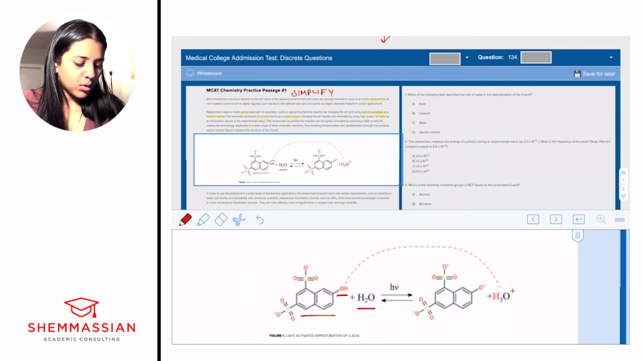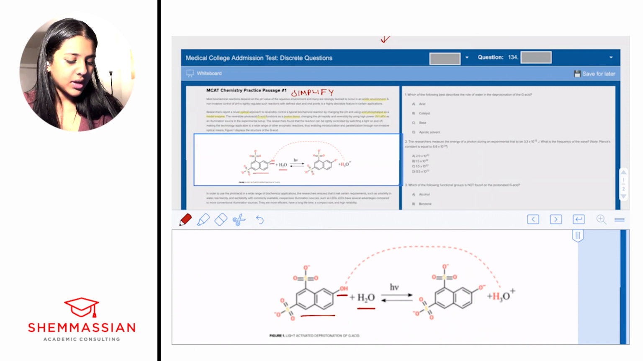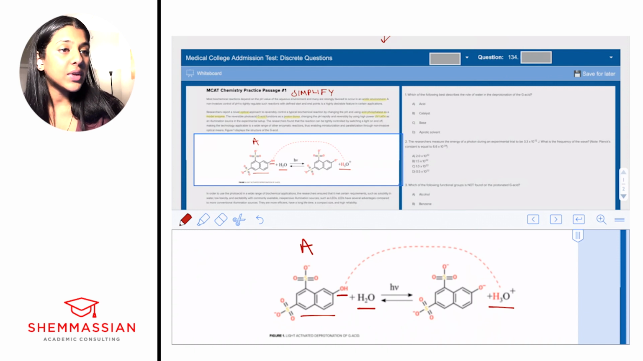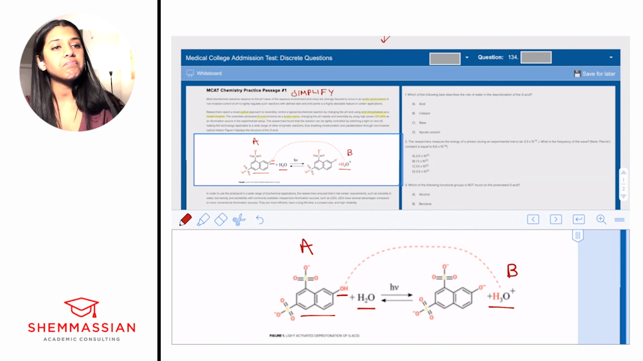Okay. In order to use the photoacid in a wide range of biochemical applications, the researchers ensured that it met certain requirements such as solubility in water, low toxicity, and excitability with commonly available and inexpensive illumination sources such as LEDs. LEDs have several advantages compared to more conventional illumination sources. They are more efficient, have a long lifetime, a compact size, and high reliability.